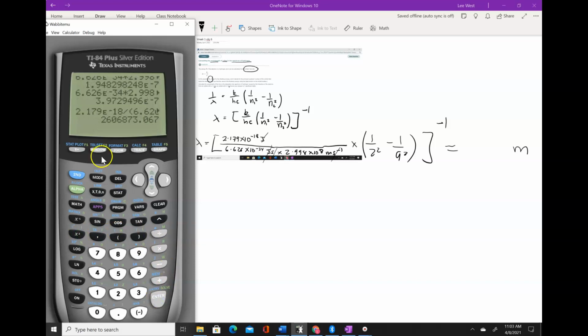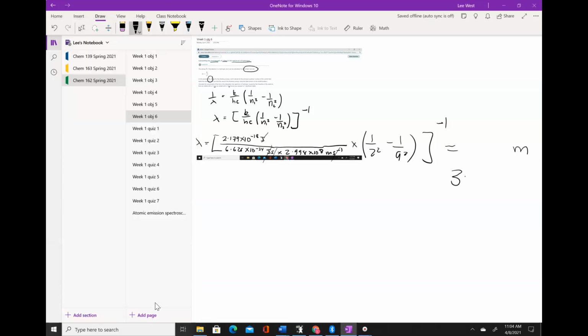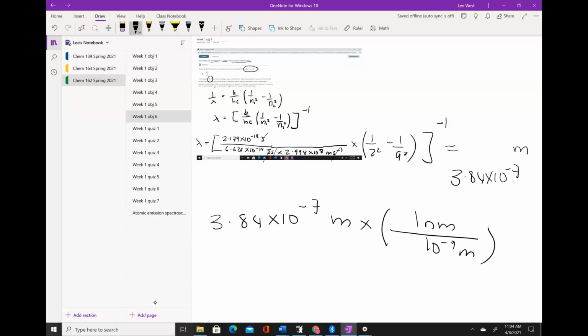I'm going to get that answer there. Okay, there it is, but I've got to do this to the power of the -1. So now x to the -1, boom, and there's my answer, right? Now it's set to give 3 sig figs, so 3.84 by 10 to the -7 meters. Let's just turn that into nanometers now. 3.84 by 10 to the -7 meters times 1 nanometer is 10 to the -9 meters. And there we go, 384 nanometers, which is just into the UV, okay?